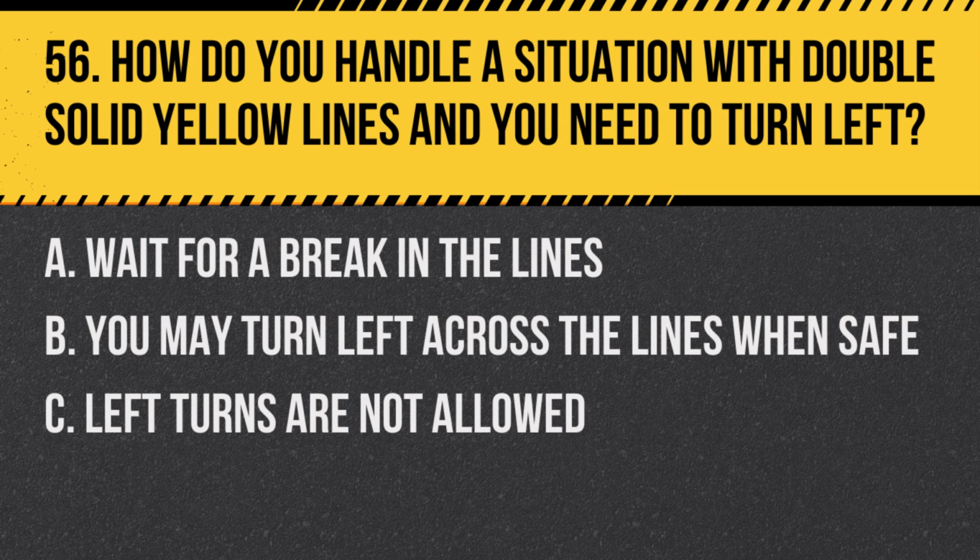Question 56. How do you handle a situation with double solid yellow lines and you need to turn left? A. Wait for a break in the lines. B. You may turn left across the lines when safe. C. Left turns are not allowed. Answer: B. You may turn left across the lines when safe. Double solid yellow lines can be crossed for left turns into driveways, businesses, or other streets.